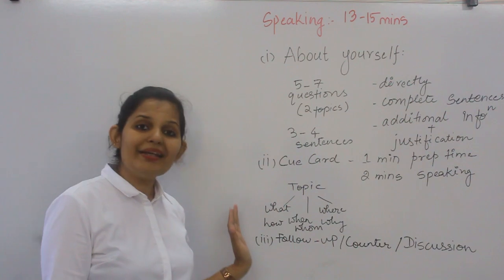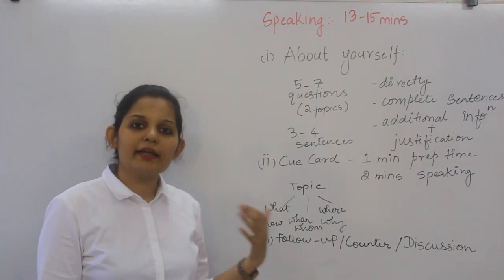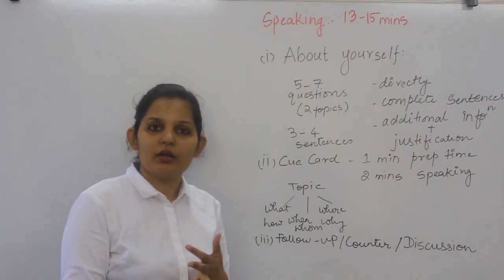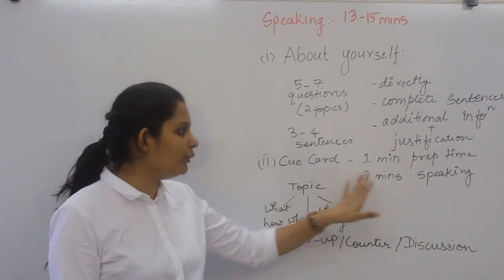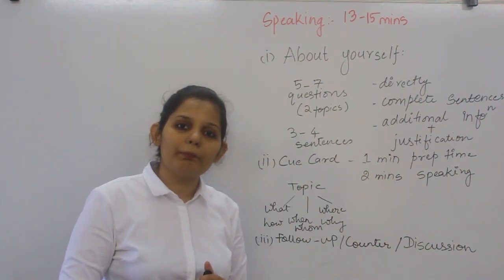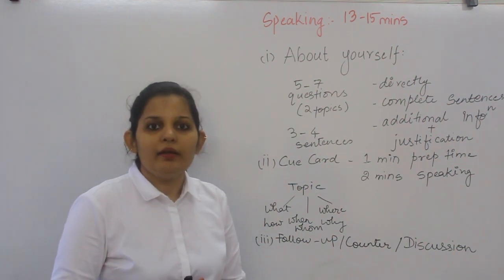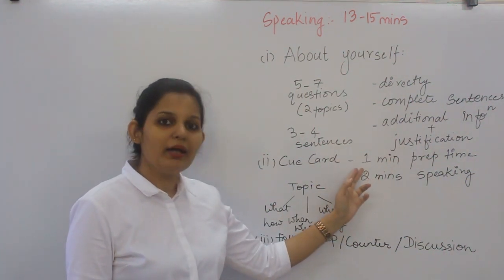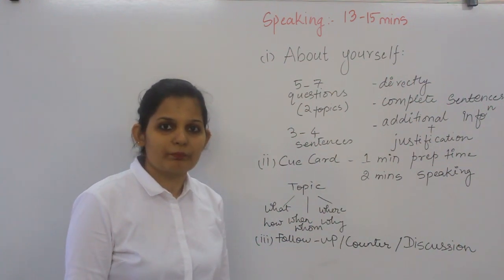Now there will be 3 subtopics given along with the topic. Those can be what, when, why, which, whom and how, in order to help you speak for 2 minutes. If you want to know more about cue cards, I will explain in my next video how to utilize that 1 minute preparation time and then speak efficiently in the 2 minutes given.